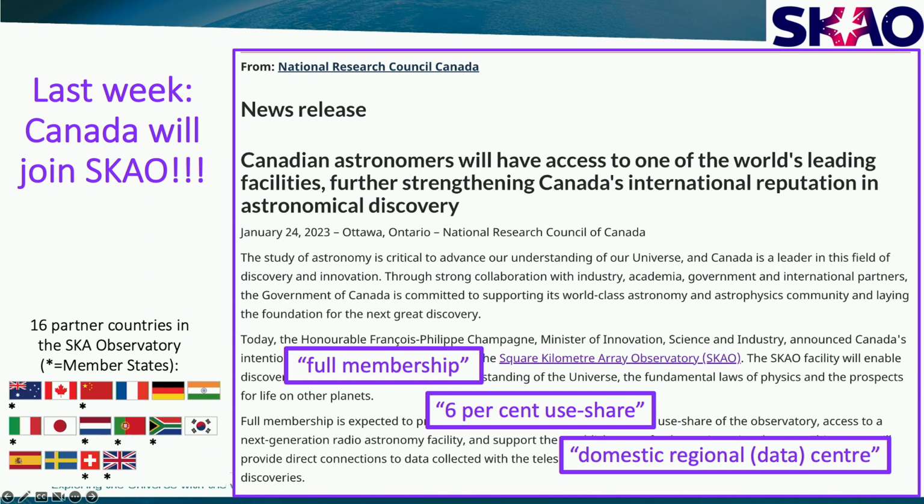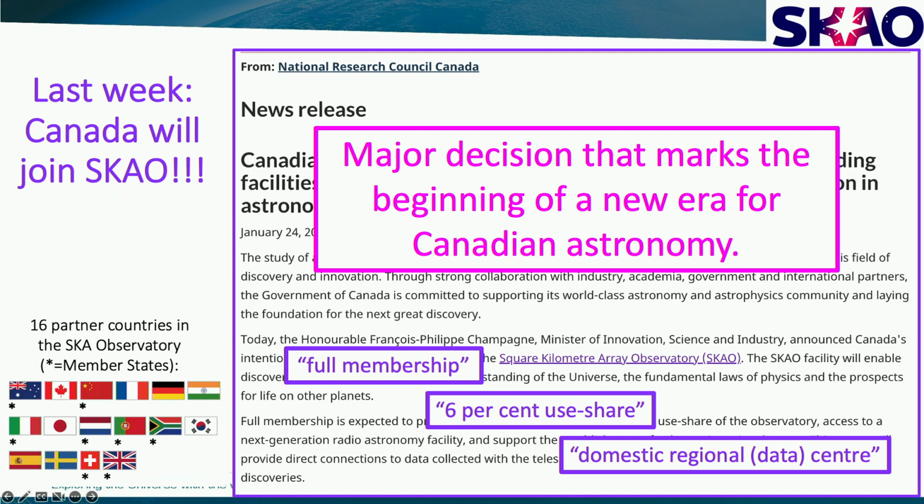And so Canadians need access to those data. And this data center will be the only such data center in the Americas. And it will be a partnership. The vision is that it's going to be a partnership between different universities as well as NRC. And so this is a major decision that marks the beginning of a new era for Canadian astronomy. We anticipate that the dollars associated with this decision will become clear in the next month or two, and it will become clear that this is one of the biggest investments that Canada has ever made in astronomy.